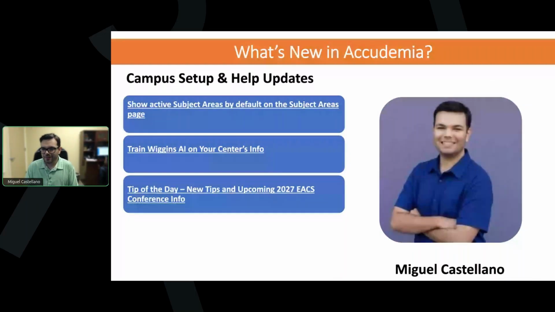Hey everybody, Miguel here. So just continuing from what Nick said, we're going to continue going over some new features in Accudemia. We're going over campus setup and some help updates. Some of the things we're going to cover are that you can now show subject areas by default on the subject areas page. We're going to go over how to train Wiggins on your center's info. And we're also going to talk a little bit about the new tips and the upcoming 2027 EACS conference.